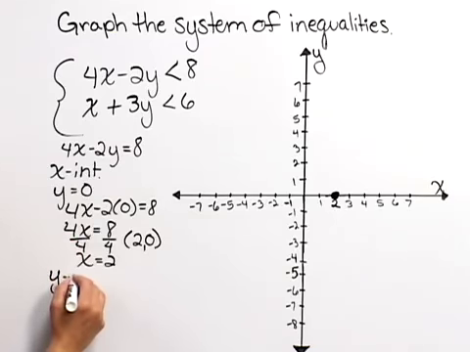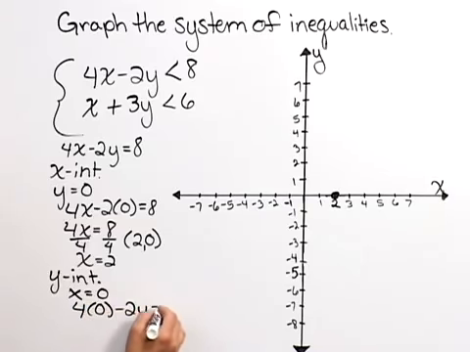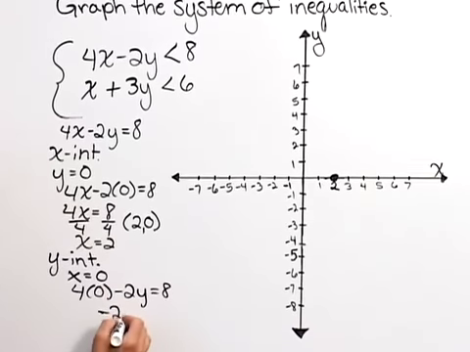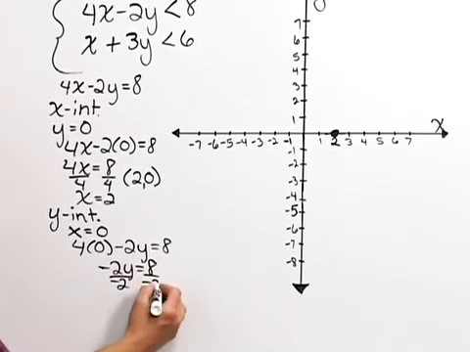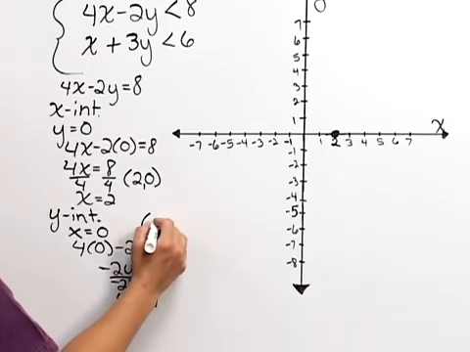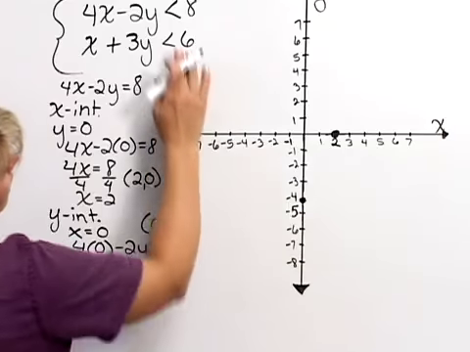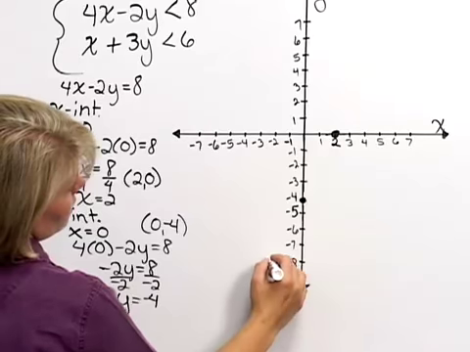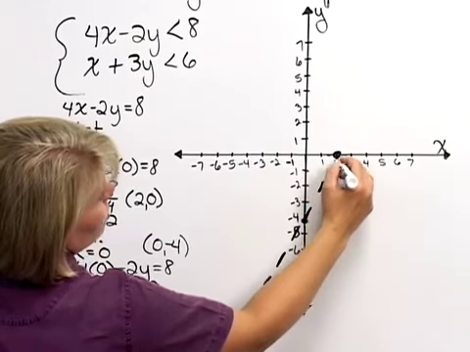Let's go ahead and put a point there. Now let's find our y-intercept. When we do that, x is going to equal 0. Replacing x with 0, we get 4 times 0 minus 2y equals 8, or negative 2y equals 8. Divide both sides by negative 2, and y equals negative 4. So our y-intercept is at (0, -4), which is right here. Now we're going to connect those with a dashed line because that was a less than symbol. So we'll go and connect these with a dashed line.